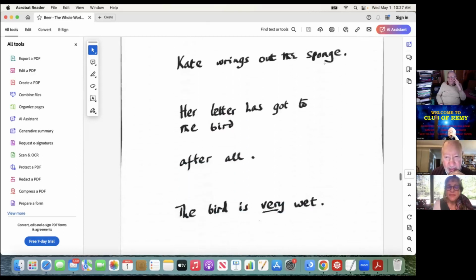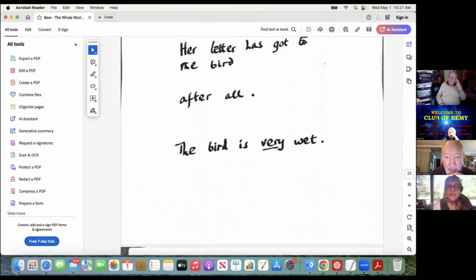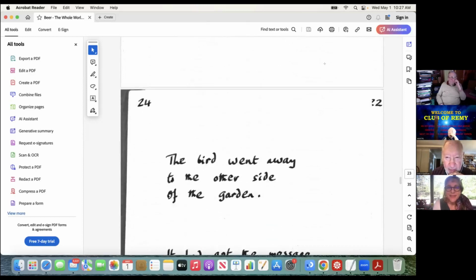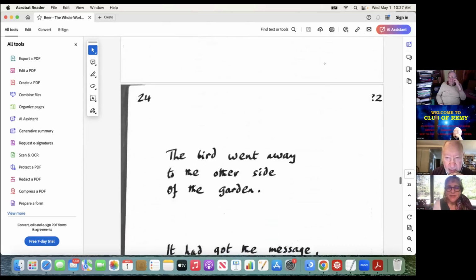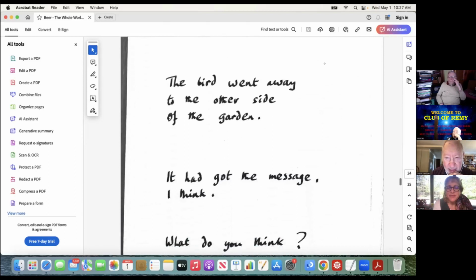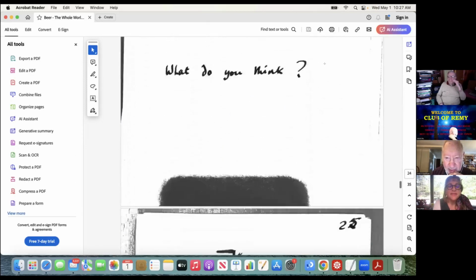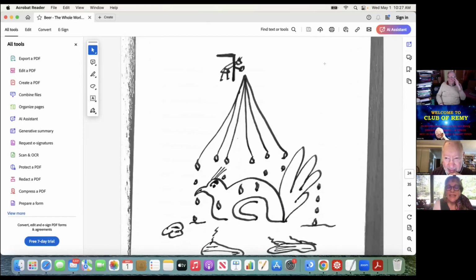Her letter has got to the bird after all. The bird is very wet. The bird went away to the other side of the garden. It had got the message, I think. What do you think? And now we have a diagram of that.